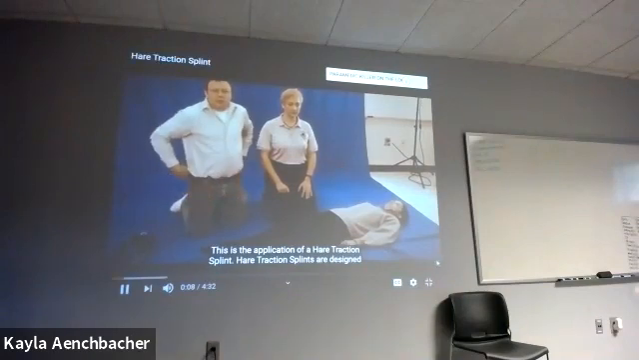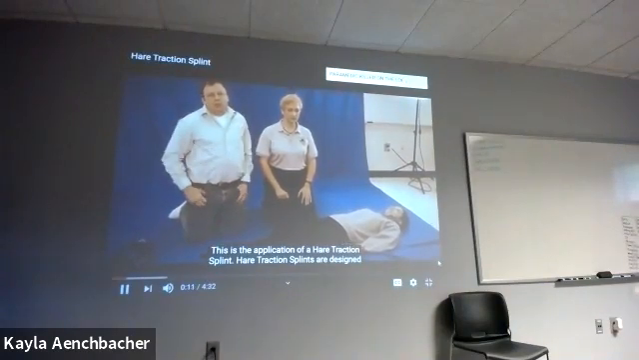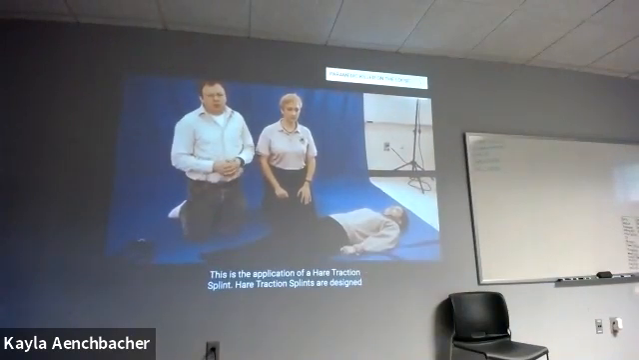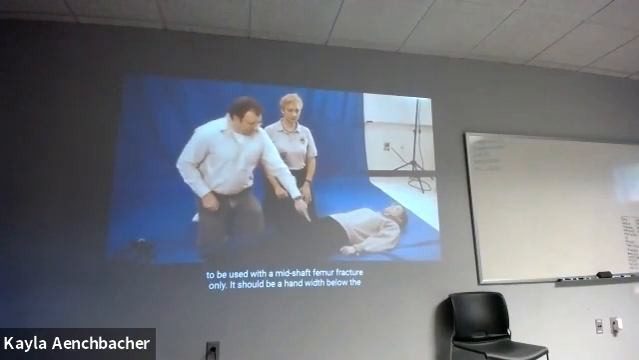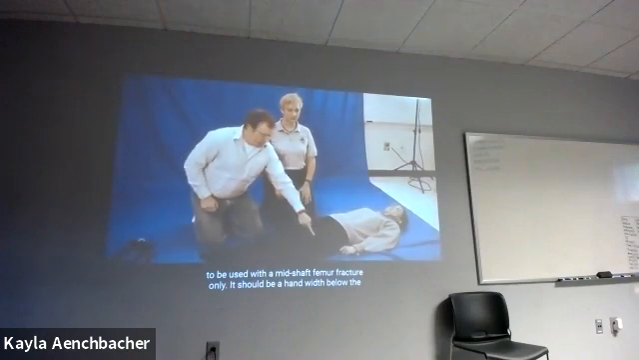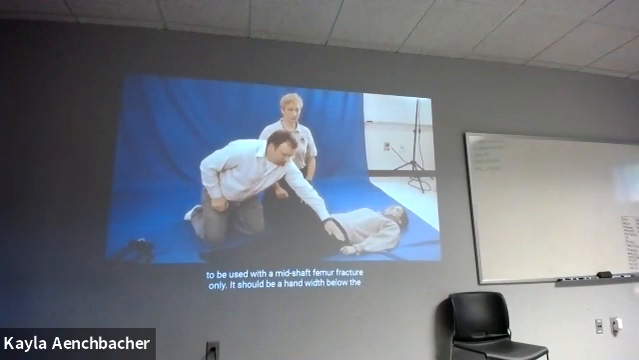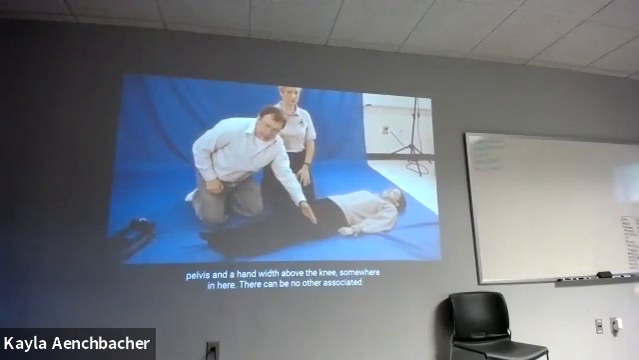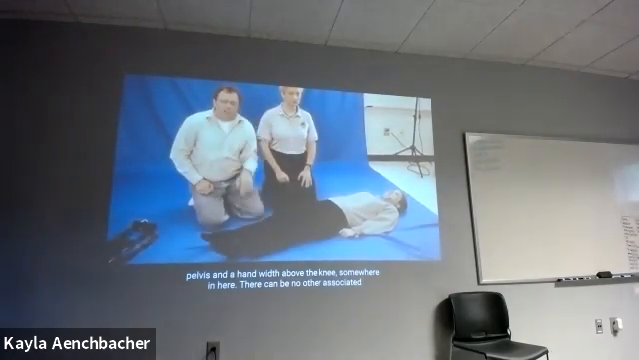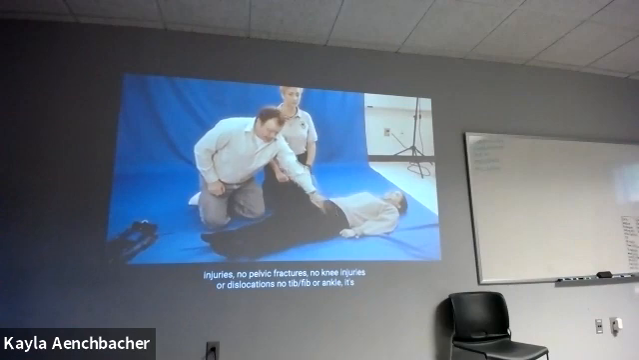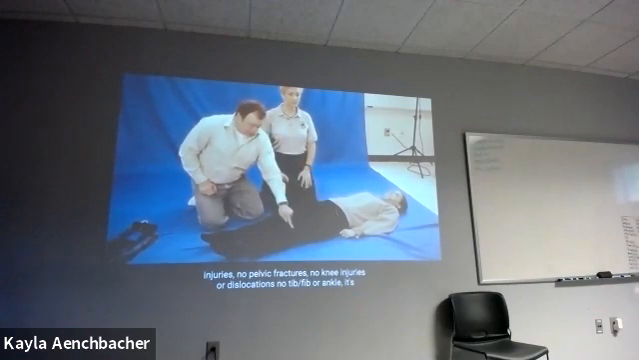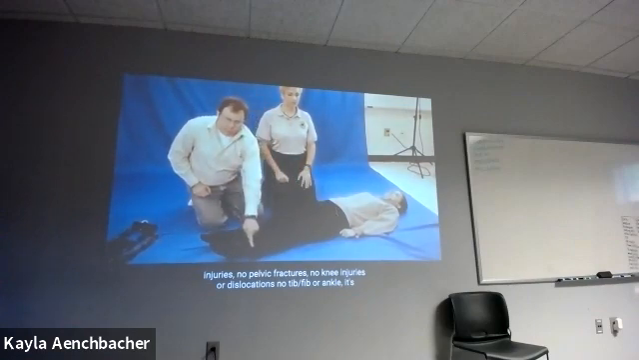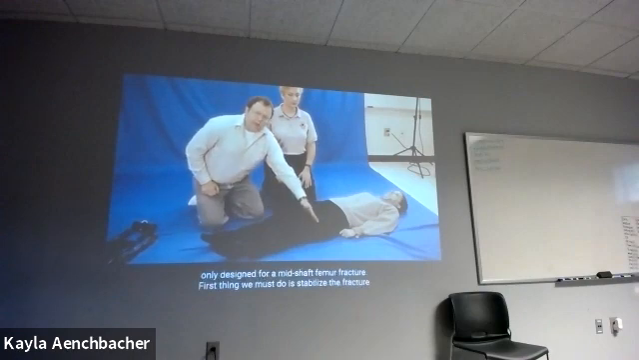This is the application of the hare traction splint. Hare traction splints are designed to be used for mid-shaft femur fractures only. It should be about a hand width below the pelvis and a hand width above the knee, somewhere in here. There could be no other associated injuries. No pelvic fractures, no knee injuries or dislocations, no tib-fib or ankle. It's only designed for a mid-shaft femur fracture.